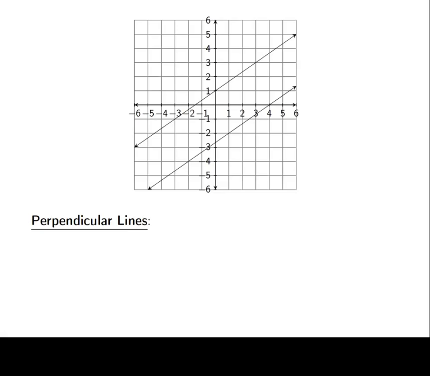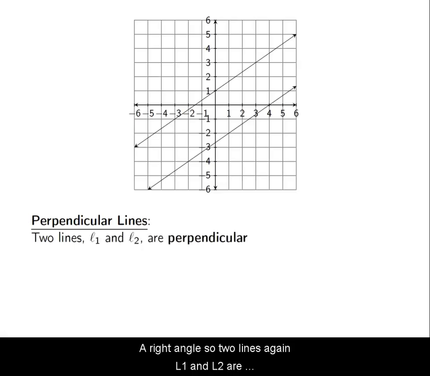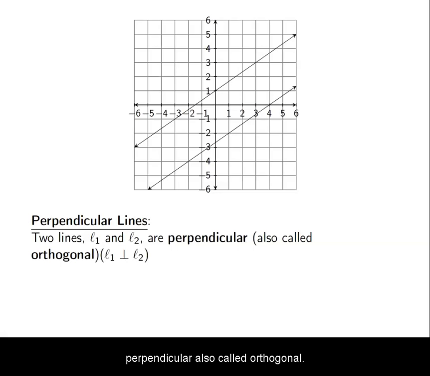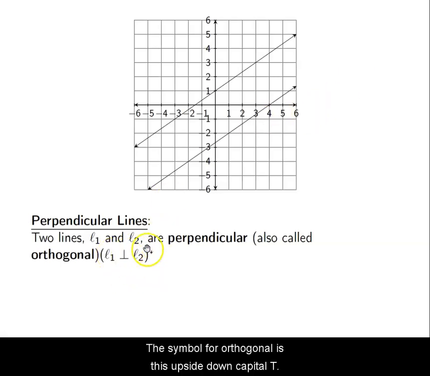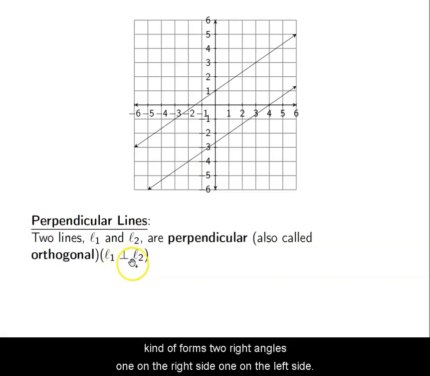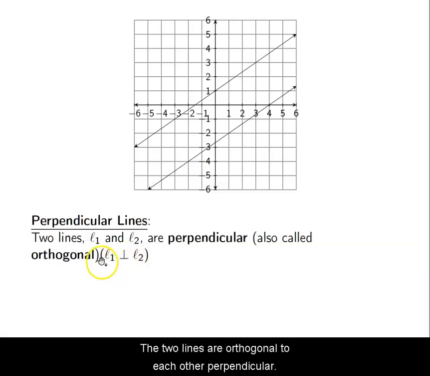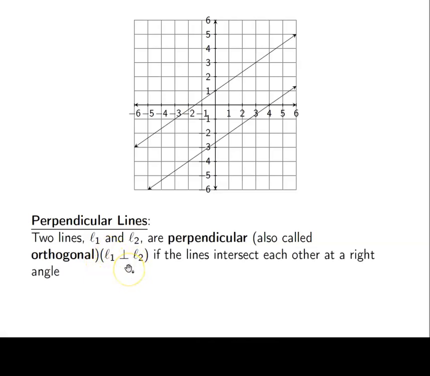Perpendicular lines. Now, perpendicular lines are a little bit different. Perpendicular means orthogonal. Okay, so another term for perpendicular is orthogonal. Basically, what this means is that they create a 90-degree angle, a right angle. So two lines, again, L1 and L2, are perpendicular, also called orthogonal. The symbol for orthogonal is this upside down capital T, which should make sense because you can see that it kind of forms two right angles, one on the right side, one on the left side. So two lines are orthogonal to each other, perpendicular, if they intersect each other at a right angle.